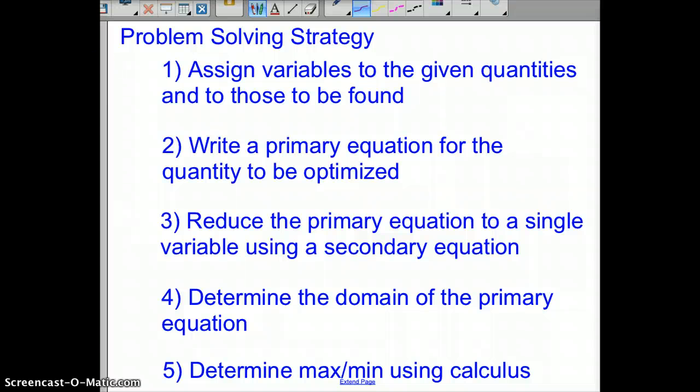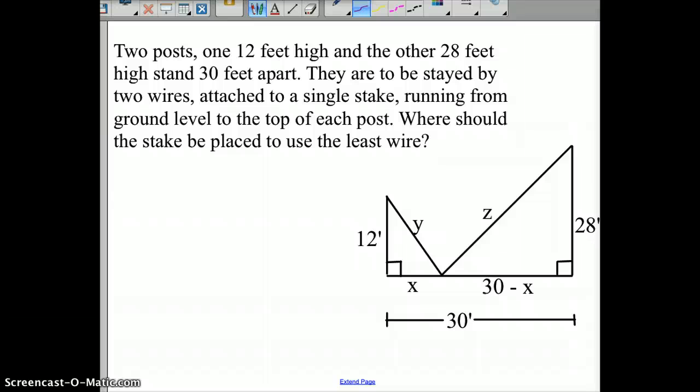The problem-solving strategy that they give you in the book: number 1, assign variables to the given quantities and to those to be found. Number 2, write a primary equation for the quantity to be optimized. Number 3, reduce the primary equation to a single variable using a secondary equation. Number 4, determine the domain of the primary equation. And number 5, determine the maximum or minimum using calculus. That means either use the y values if you have endpoints, or use the first derivative test or the second derivative test. Let's do one more example.